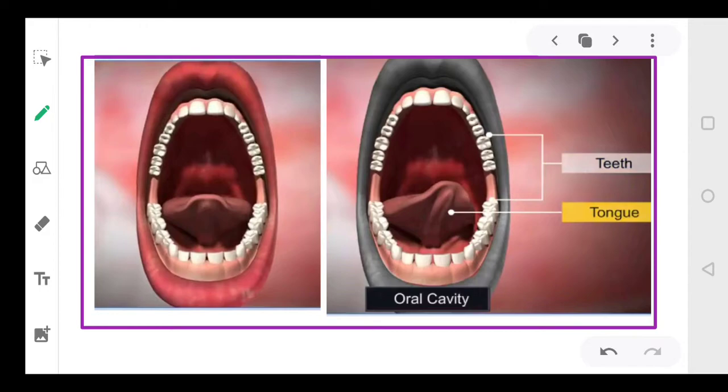Now coming to your mouth. The mouth is bordered by your lips, and it leads into a buccal cavity. When you open your mouth, there is a cavity inside, and that cavity is called the oral cavity. Your oral cavity is comprised of two main components, the tongue and the teeth.